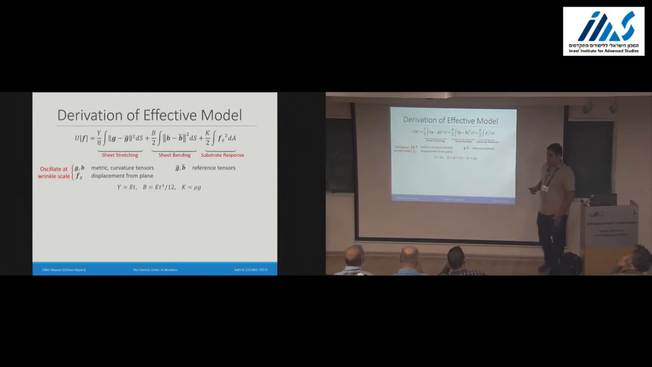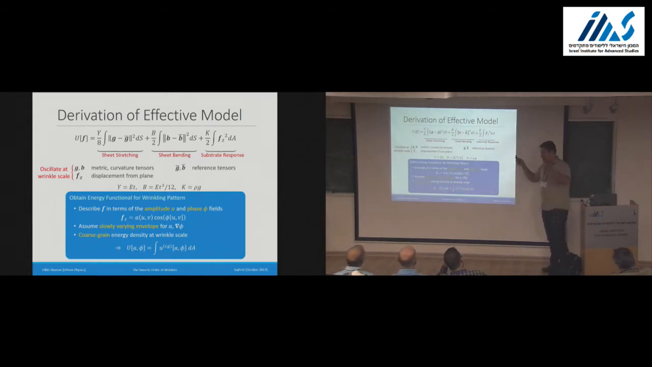And there's a scale separation, which allows me to take this energy density, which is quickly oscillating, and just coarse grain it at the wrinkle scale. So I coarse grain this fast wavelength of the wrinkle scale, and I'm left with all the long wavelength dependence of the energy density.